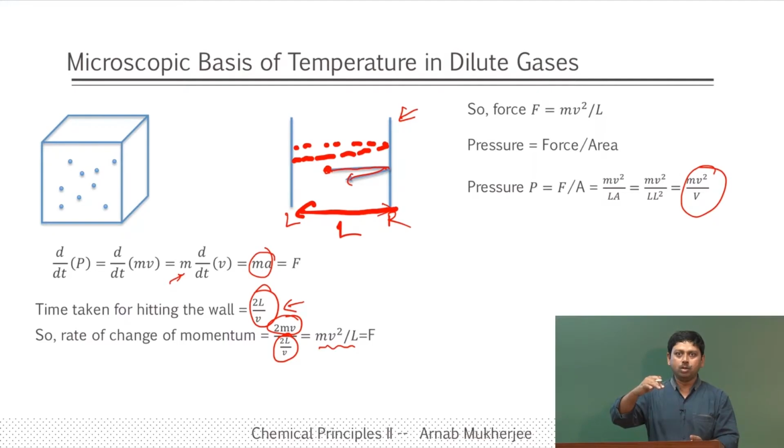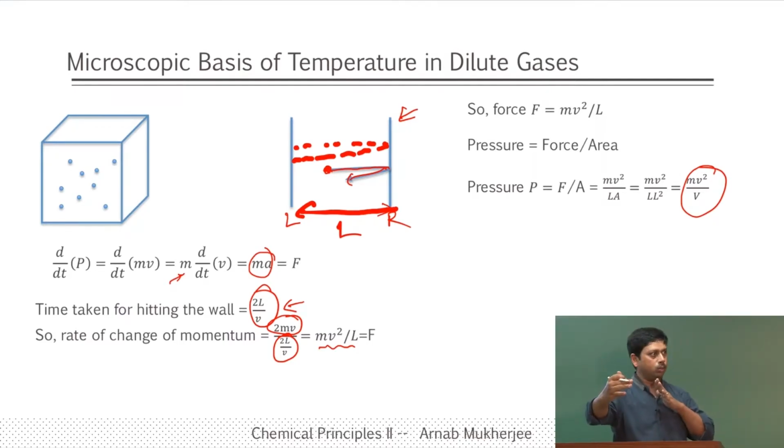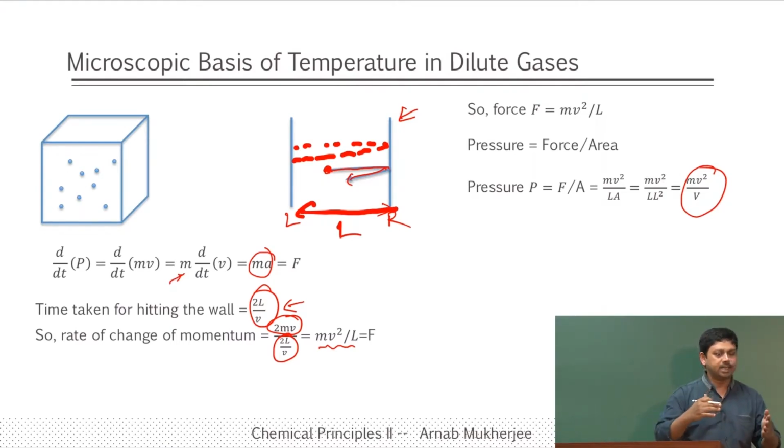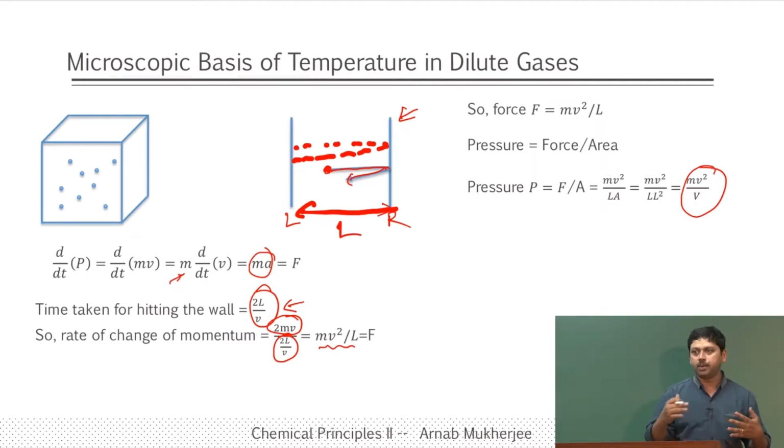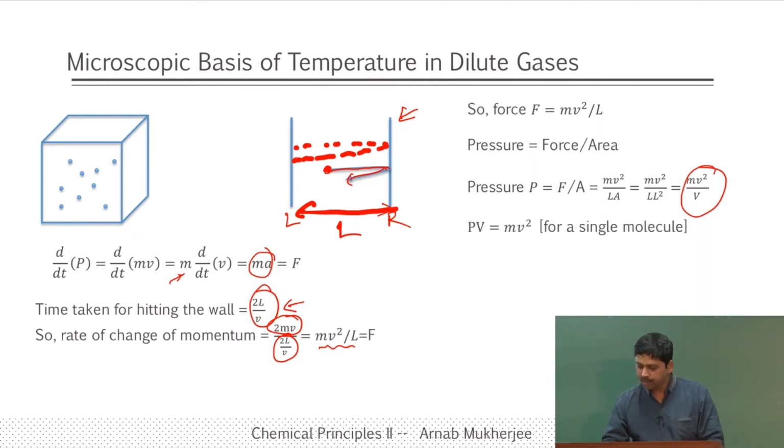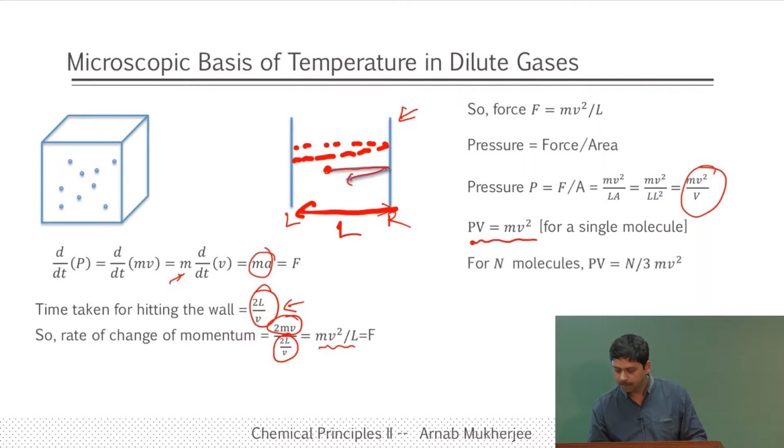Given n number of molecules, 1/3 of the molecules will go along the x direction, 1/3 along the y direction, and 1/3 along the z direction. The reason is that since the particle motion is random, there is no preferred choice of the particle to go to one side. Therefore, we can multiply V with P, and then for n molecules, Pv equals n by 3 mv square. See, this 1/3 factor takes into account that on average we are only taking 1/3 of the molecules.